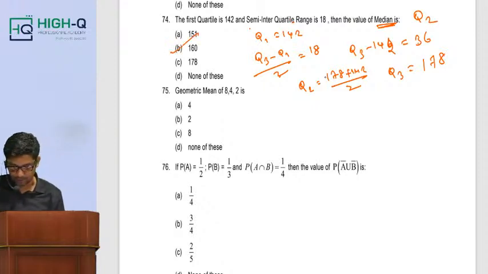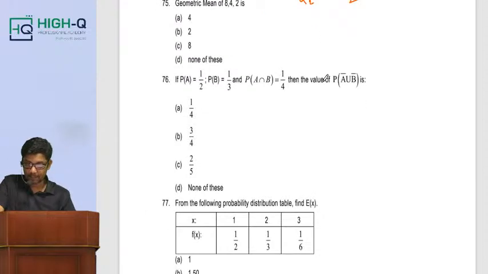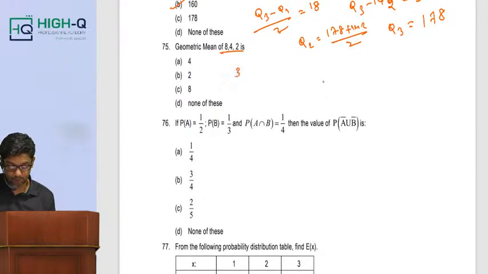320, which is nothing but 160 I am getting. Next, geometric mean of 8, 4, 2. So cube root of 8 into 4 into 2, which is nothing but what? 2 cube 2. This is again 2. 2 into 2 is equal to 4.